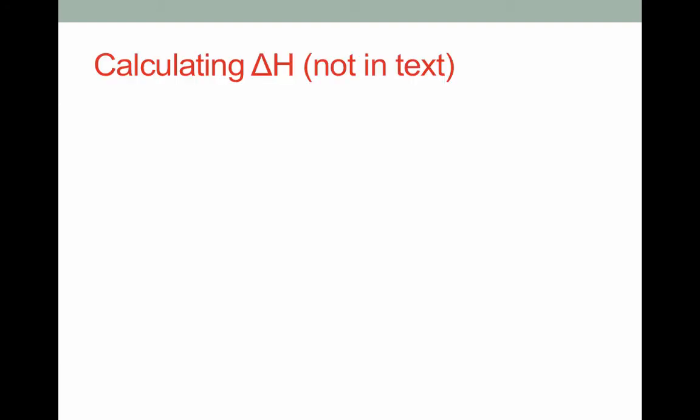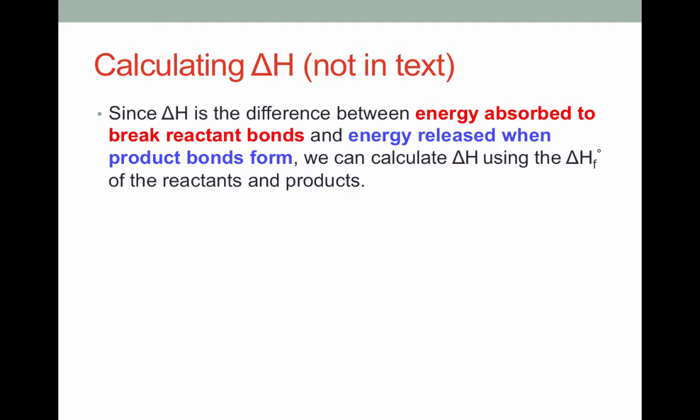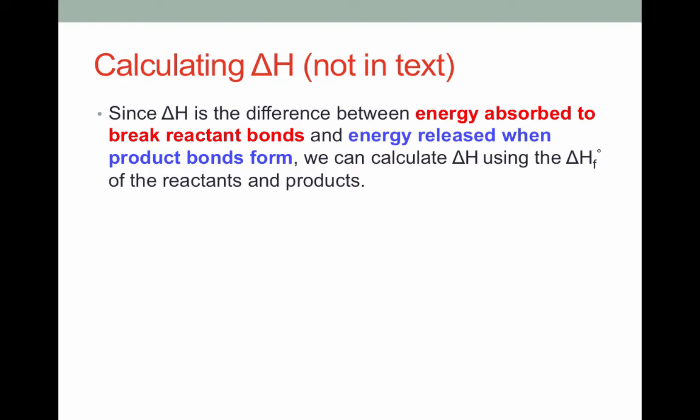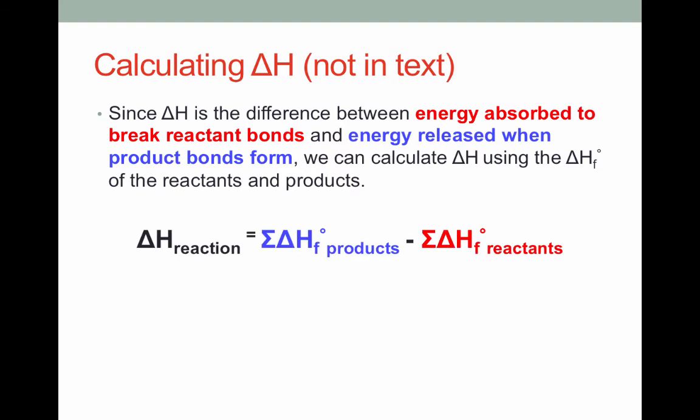Now we can use this information to calculate delta H. Since delta H is the difference between the energy absorbed when reactant bonds are broken and the energy released when product bonds are formed, the delta H is essentially the difference between the two. Mathematically speaking, we can represent this relationship as follows.